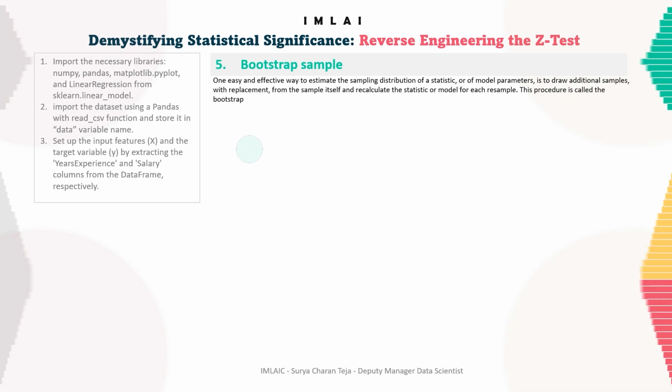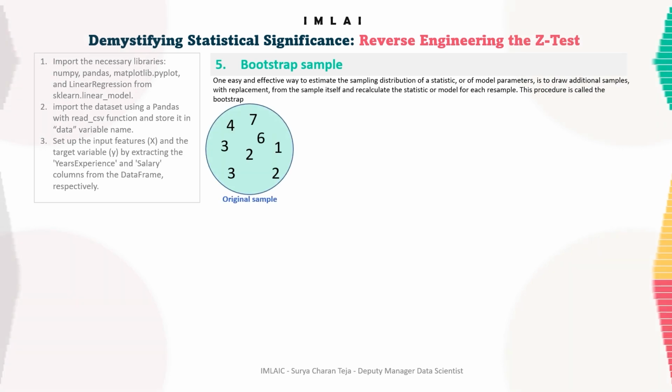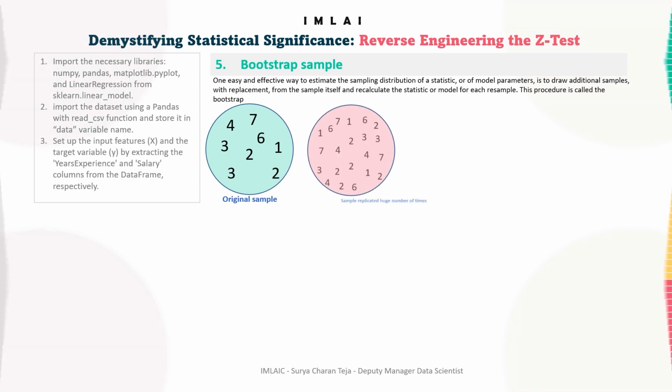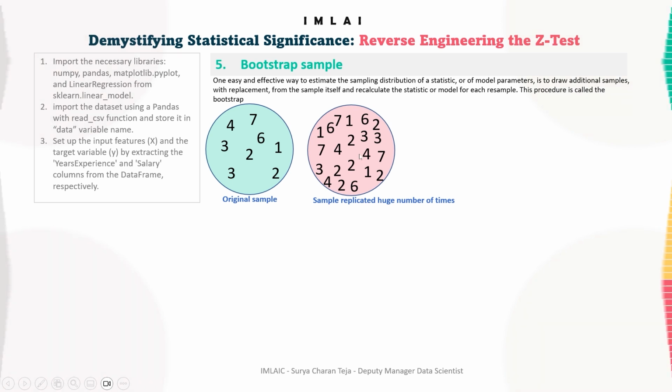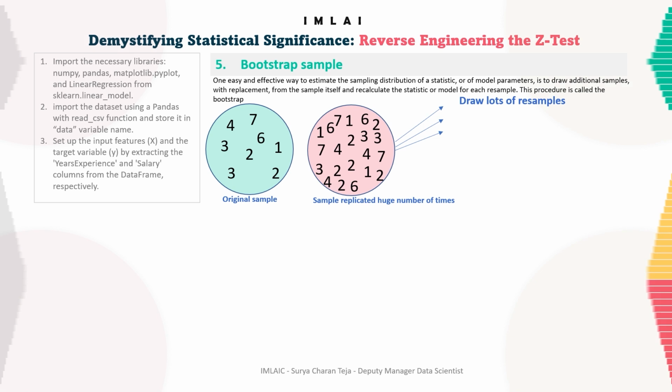So what is bootstrap? Let's take this as our original sample, which consists of 1, 2, 3, 3, 4, 7, 6. That's it. Now to create resamples, we have to create a sample replicated a huge number of times. See, this consists of a huge number of items. Now from here we will be drawing resamples. We will draw lots of resamples, and then we will do the calculations on top of this. So this is what we call bootstrapping.